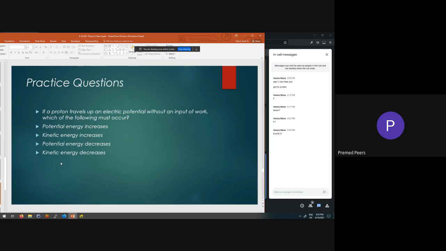The proton travels up a potential, and remember, there's no input of work. Which of the following must occur? Again, there are two answers here.